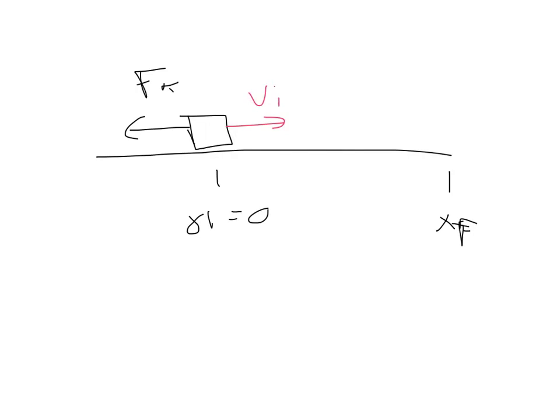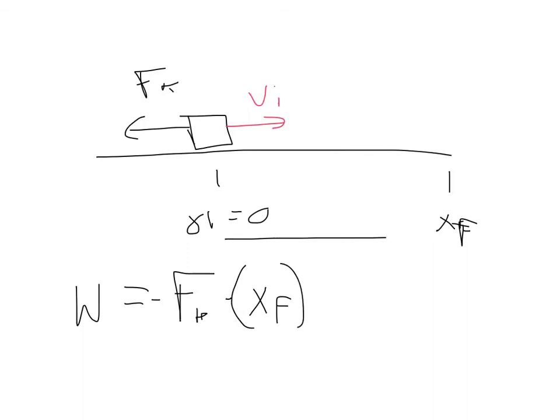Okay, so what I'm going to say now is, well, the work that's done by the friction is equal to the force of the friction, which is in the negative direction, times the distance over which that force acts, which is this distance here, 0 to x final. So this is the work done by friction.